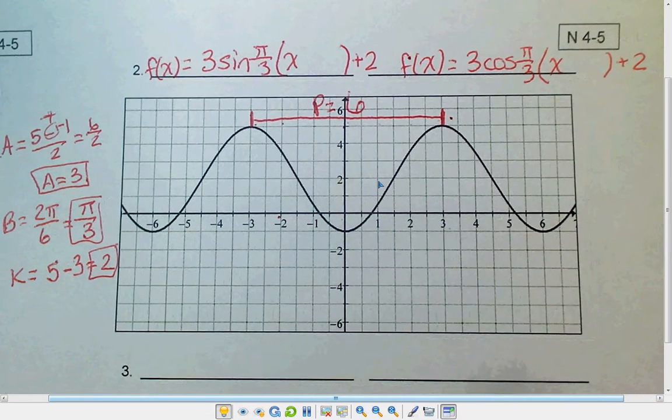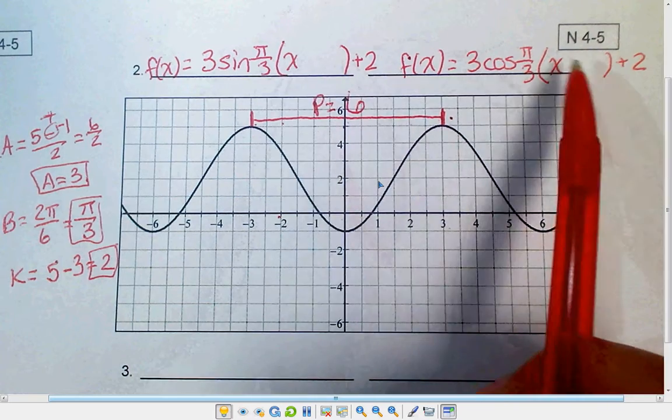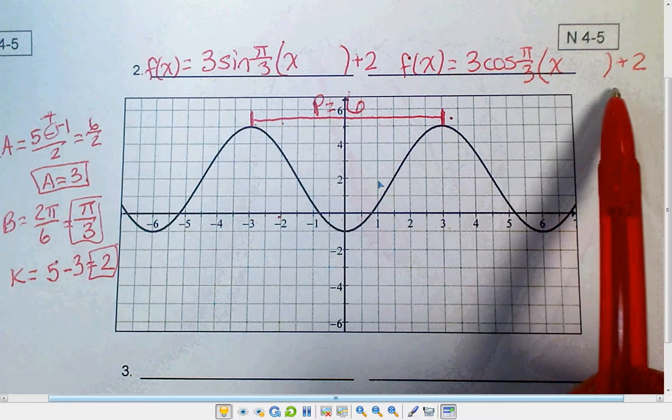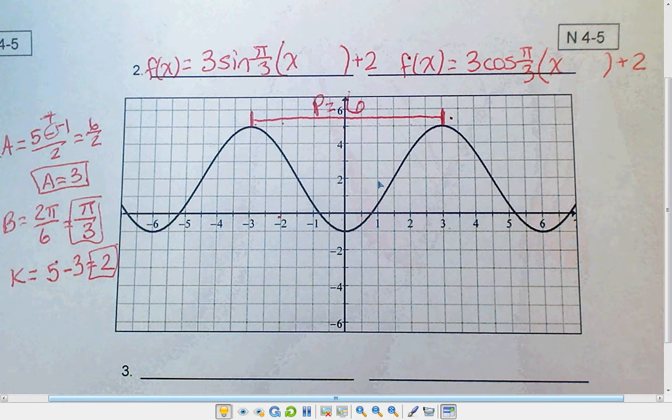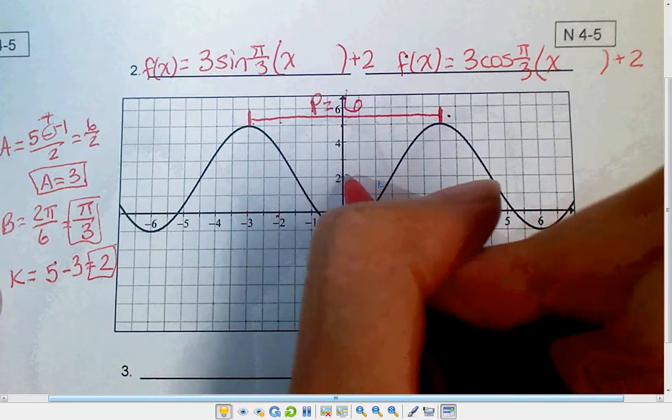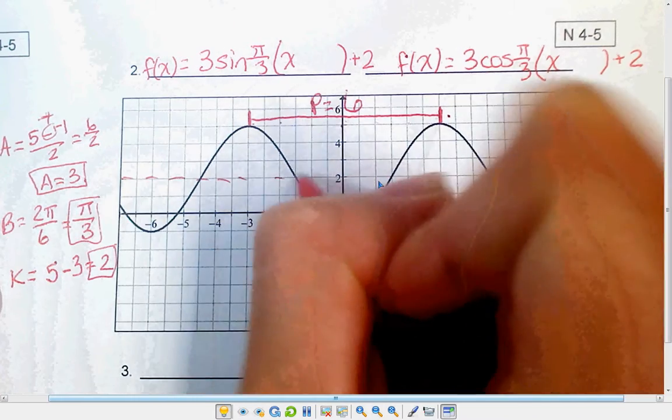And again, what I'm going to look for next is my h value. So these are the things that are different between the two. I have to find my h value. Okay, so my k, which is 2, here's 2. This should be the middle of my function. Yes, it is.